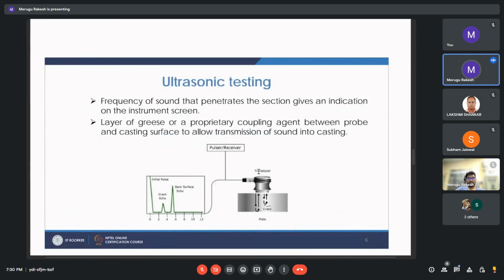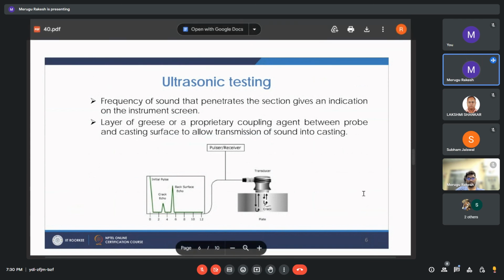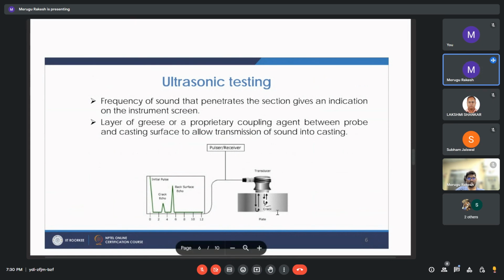Then we have this famous technique, ultrasonic testing. Basically we have a transducer which will produce ultrasonic frequency ranges. We have two things: transmitter and receiver. If there is no crack, there will be one time difference. If there is a crack, there will be some more time difference for this sound wave to travel. We can see that on the monitor, and based upon the time difference, we can get the length and depth of the crack, every detail.